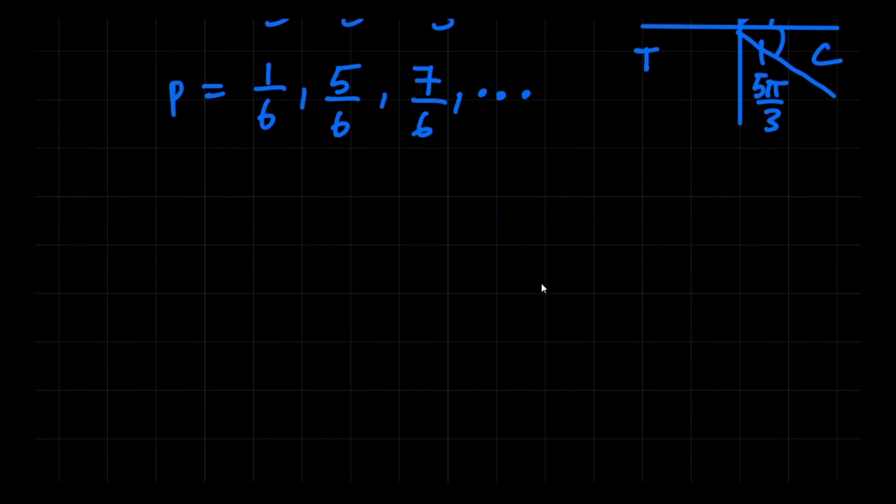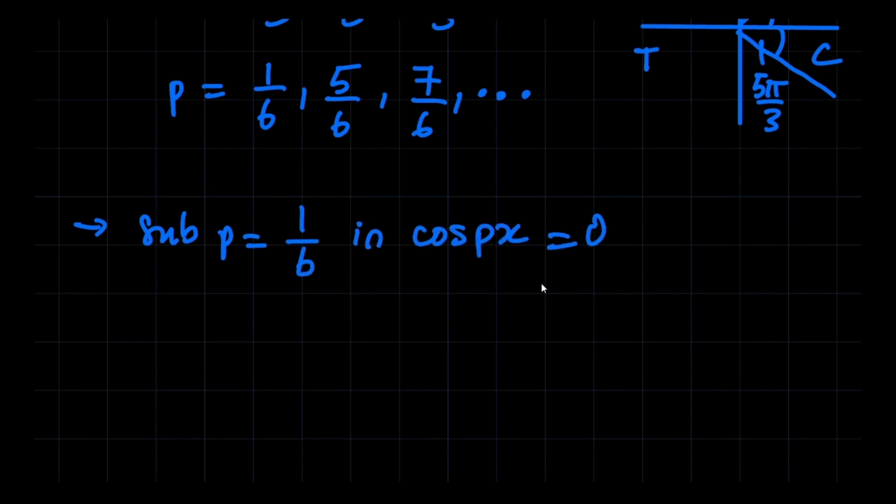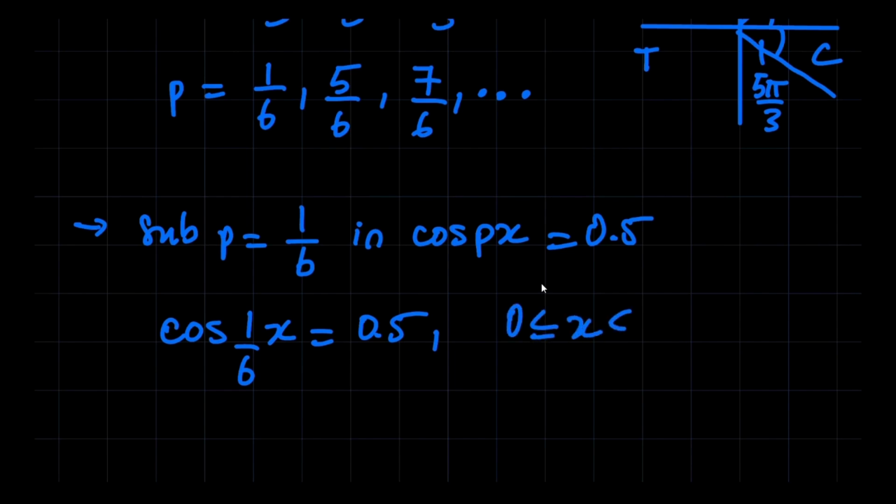So first, let's sub p equal 1 on 6 in cos px equals 0.5. To solve this equation, first we want to define our domain here. So x is between 0 and 2 pi. Therefore, 1 on 6x would be between 0 and pi on 3.